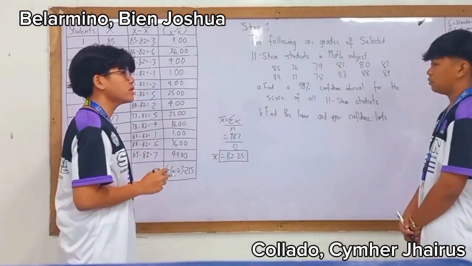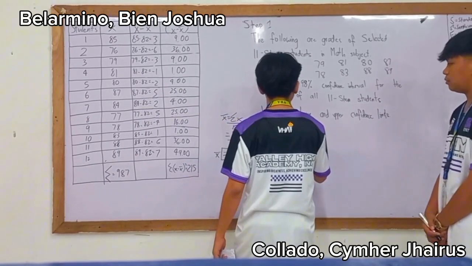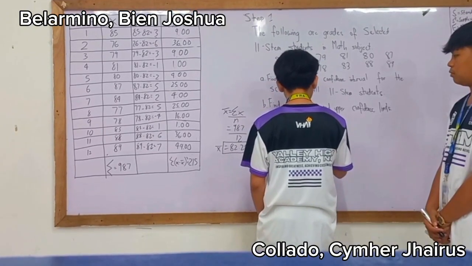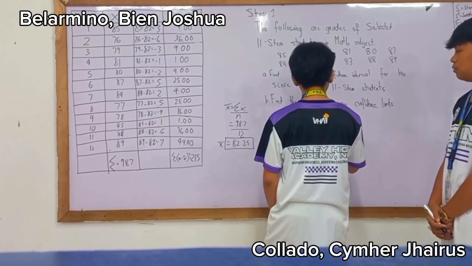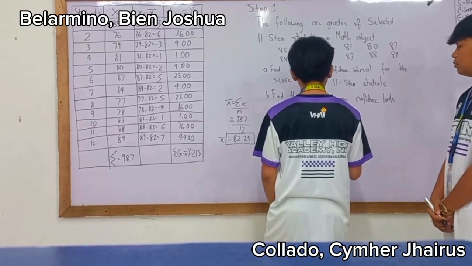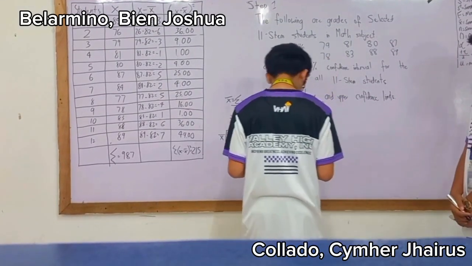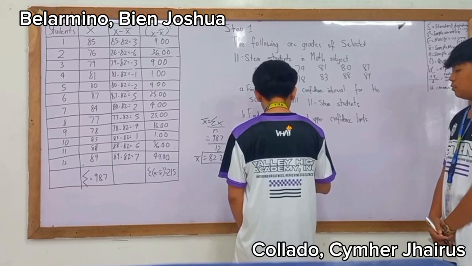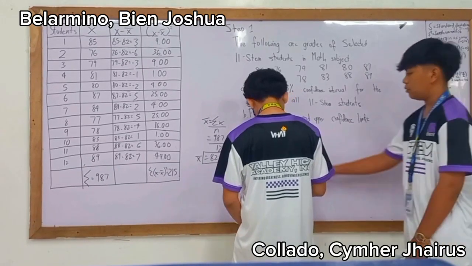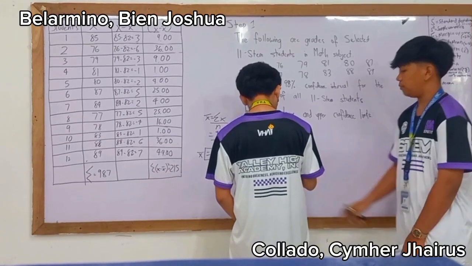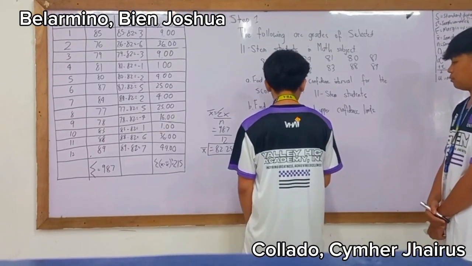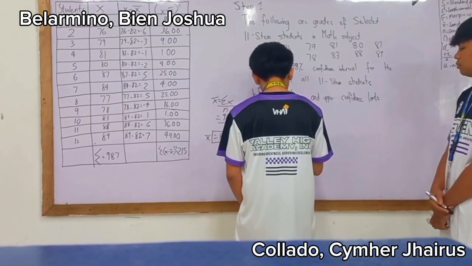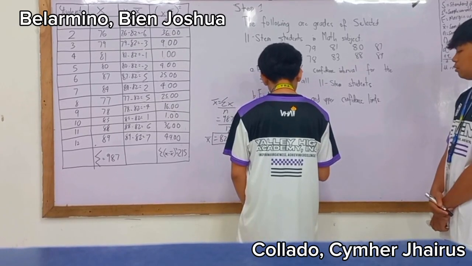Now let's proceed to get the sample variance. Sample variance equals the summation of x minus sample mean raised to 2, over sample size minus 1, equals 215 over 11, which is approximately 19.5.